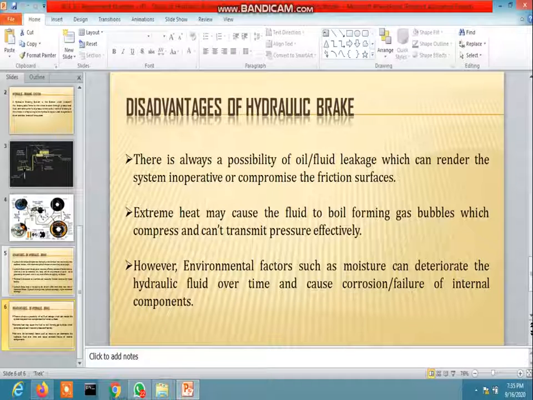Because if it is open to the atmosphere, or it is in contact with the atmosphere, moisture can react with the hydraulic fluid, and the internal properties become low. So internal failure, internal corrosion may arise in the brake pipe.